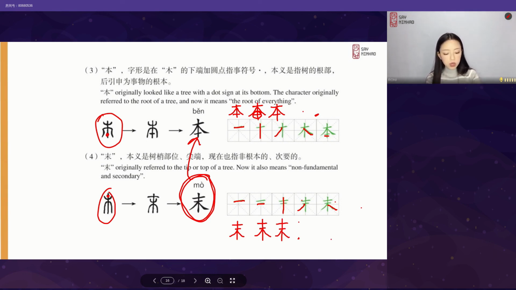Don't write the long one under the short one, because that will be another character, which means the future or undone. Okay, this is not 末, it is 未. This one is 未, it's not 末.